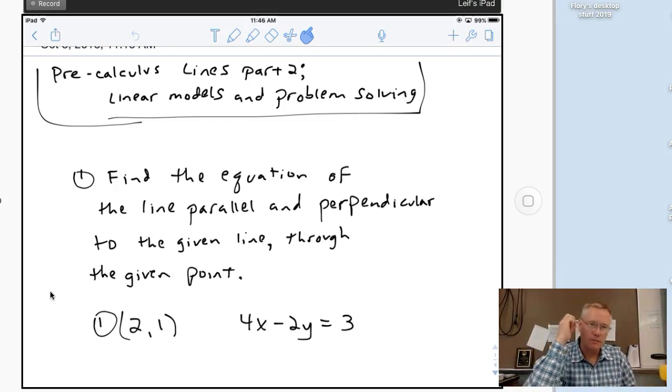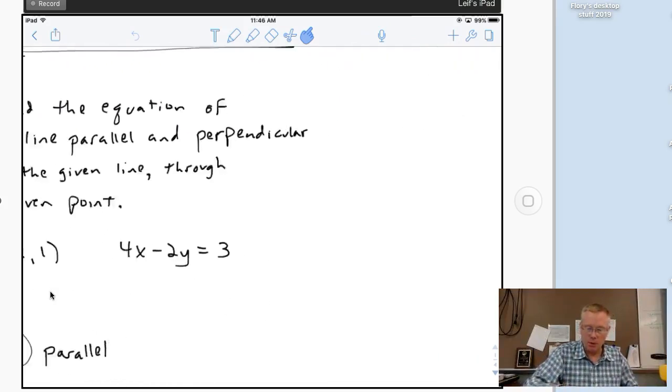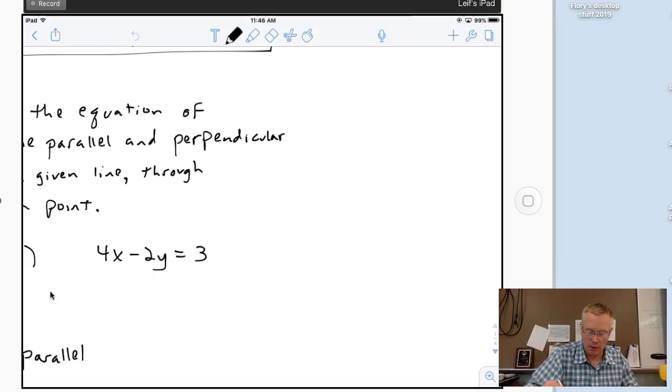For pre-calculus lines, part 2, linear models and problem solving. The first kind of problem I got is find the equation of the line parallel and perpendicular to the given line and through the point. So hopefully you remember that parallel lines have the same slope.